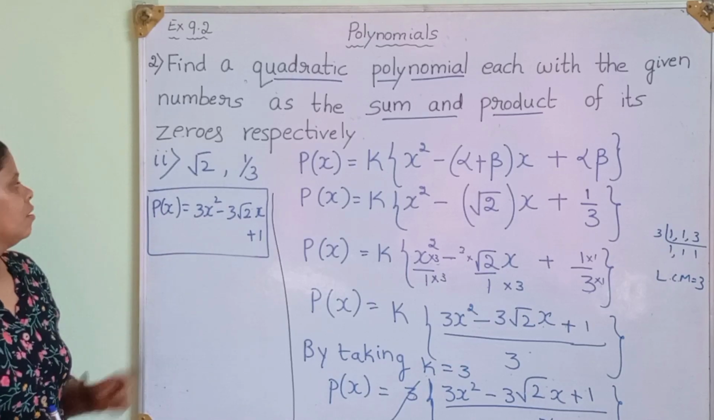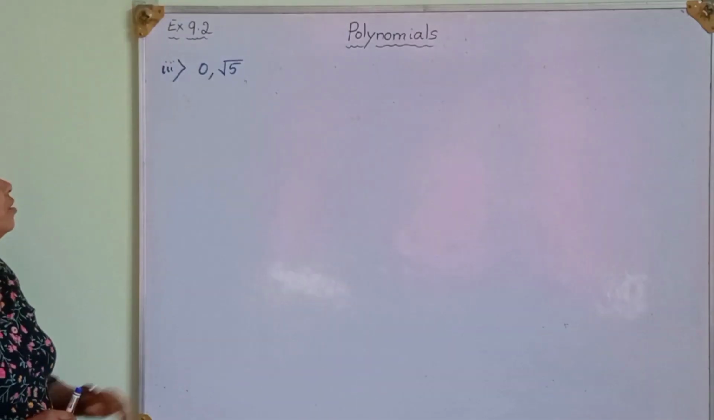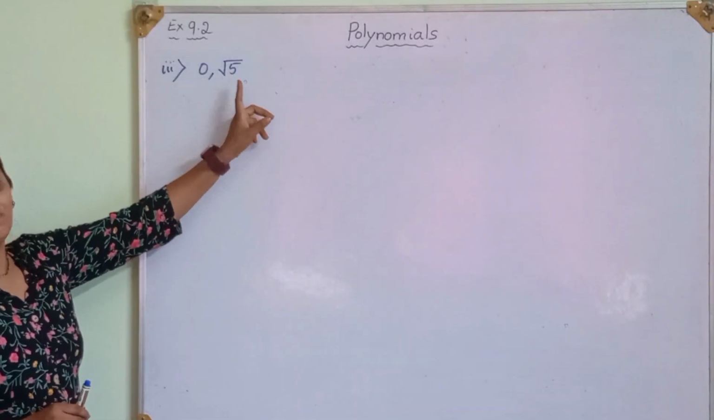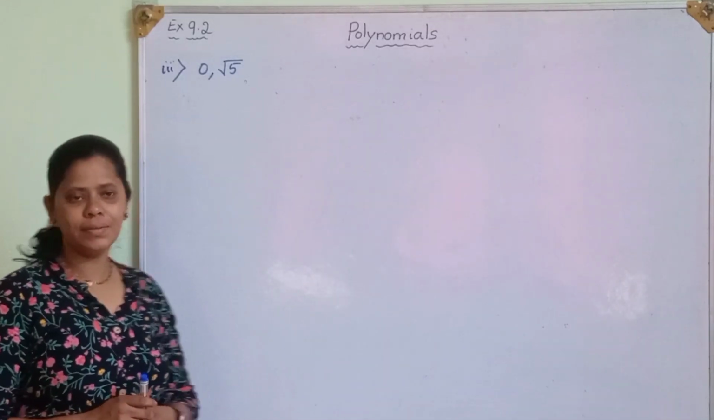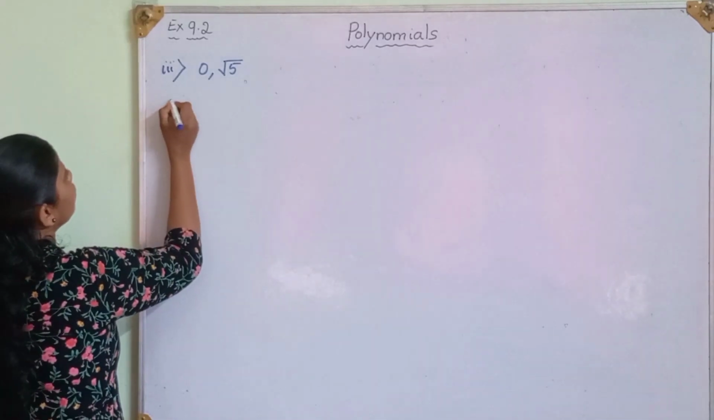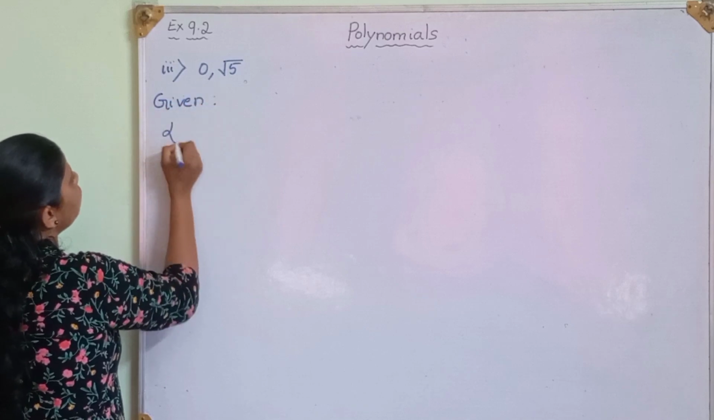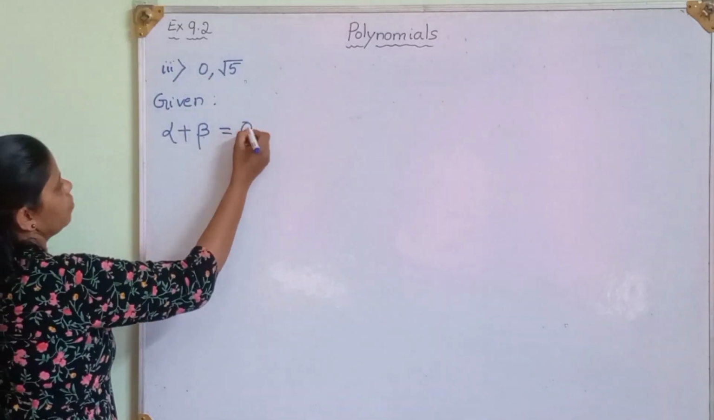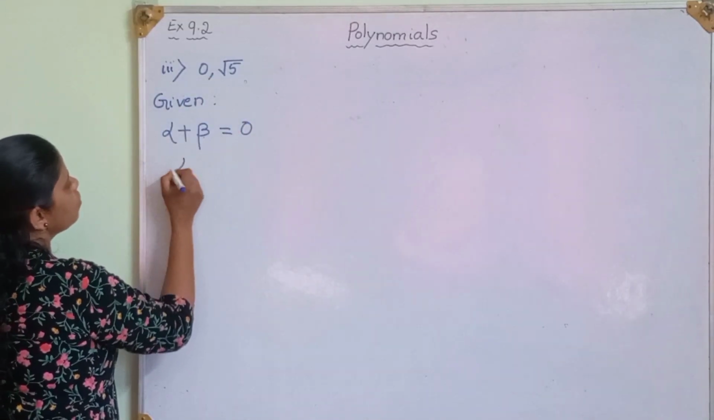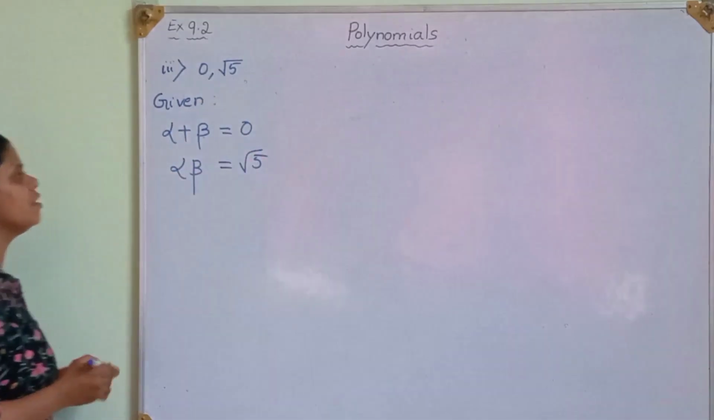Now let us solve the third problem. We know that 0 and root 5 are the sum and product of zeros of the polynomial. Isn't it? See here, what is given? Alpha plus beta, that is the sum of zeros of the polynomial, is 0. Then the product of zeros of the polynomial is root 5. This is given in the problem.